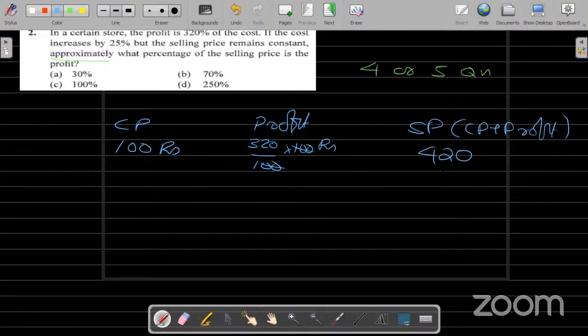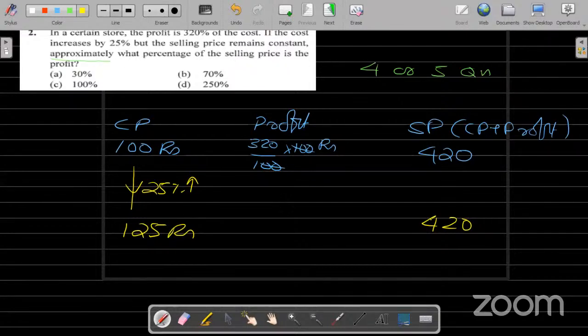Now it is given that the cost price increases by 25%. There is a 25% increase in the cost price. The original cost price is 100 rupees, which increased by 25% becomes 125 rupees. And the selling price remains the same. The new selling price is exactly equal to the original selling price, that is 420 rupees. Now, approximately what percent of the selling price is the profit?